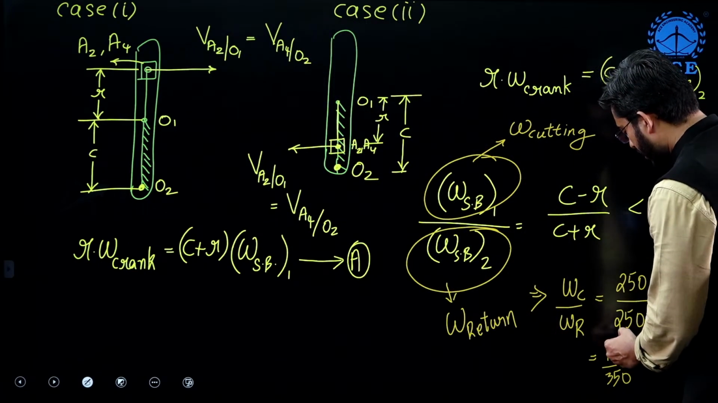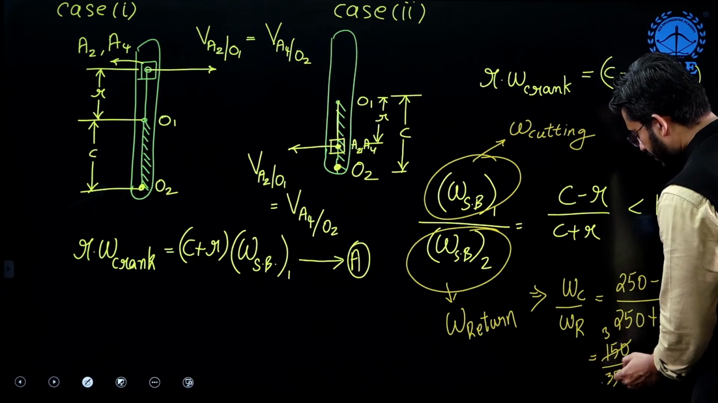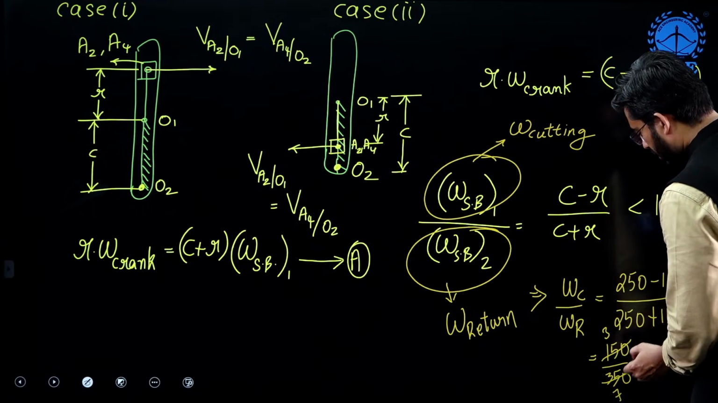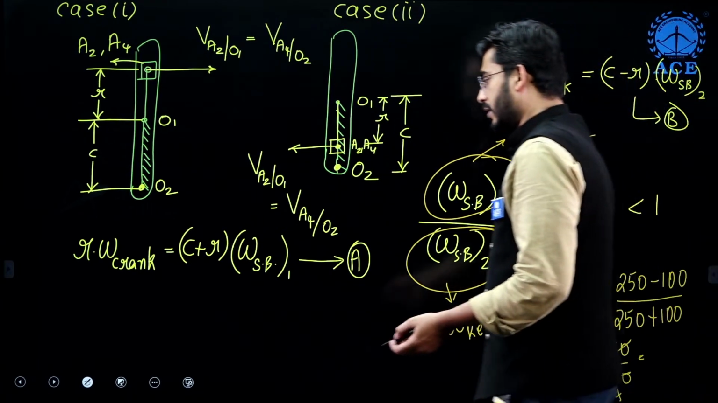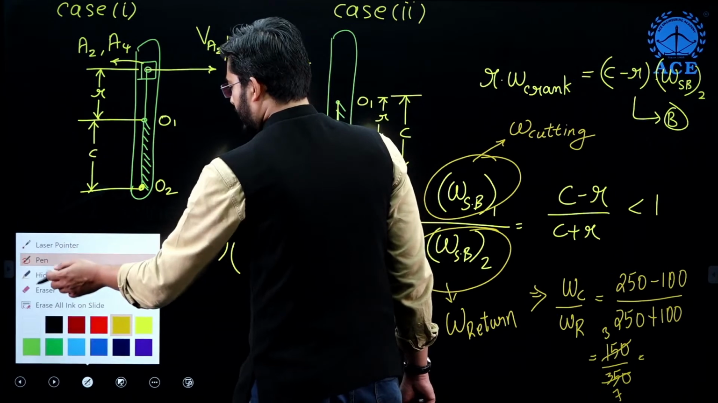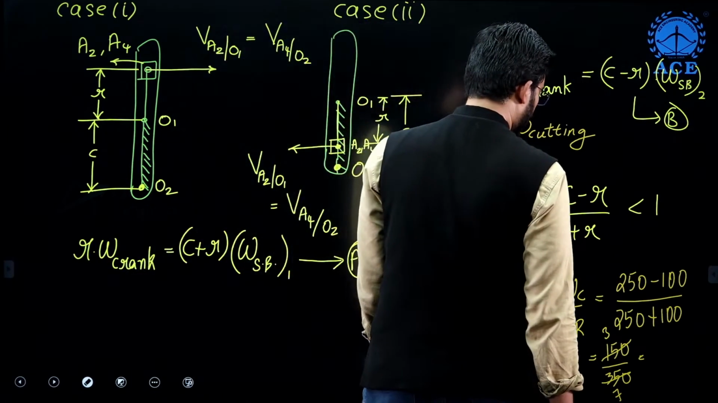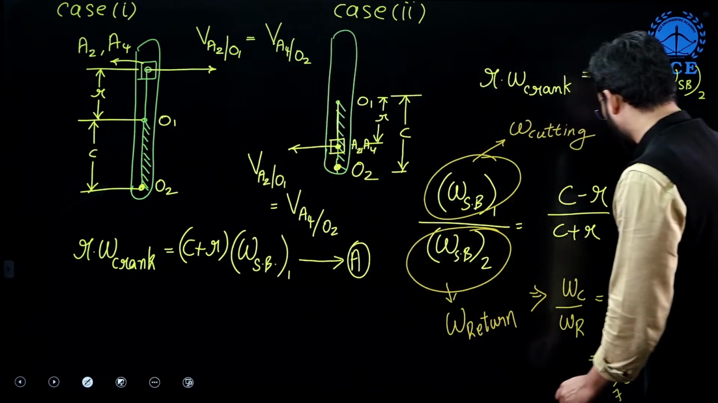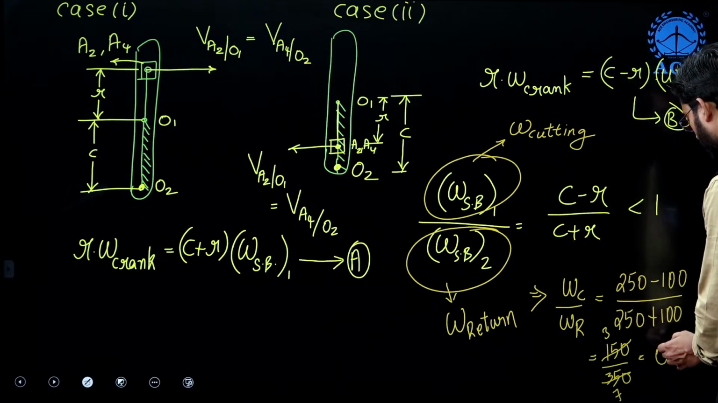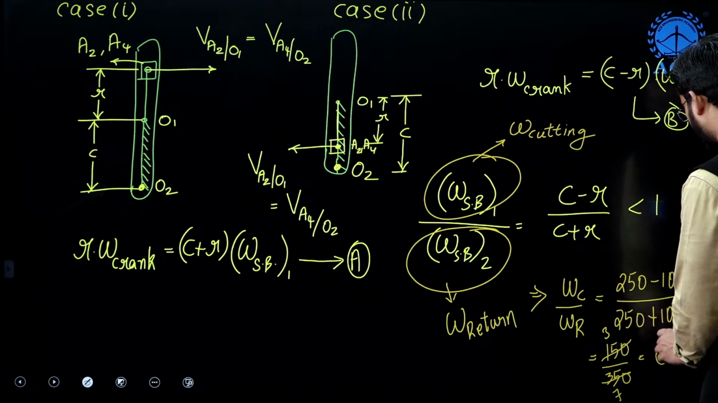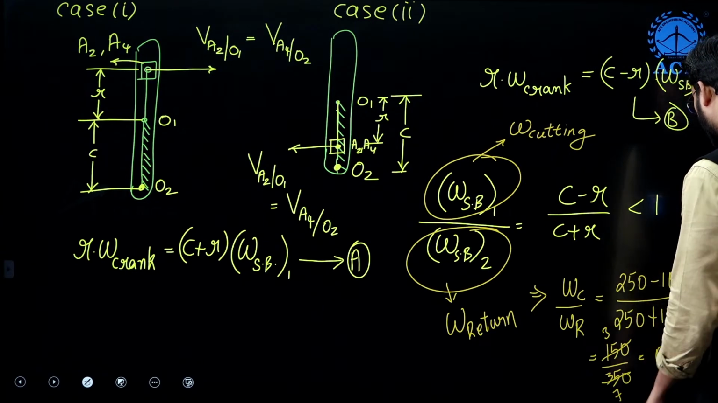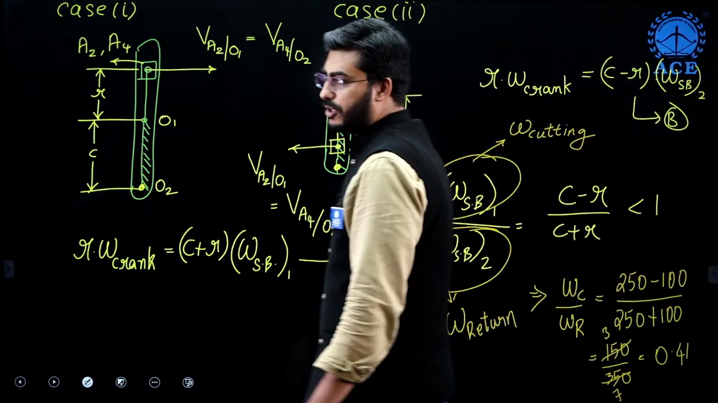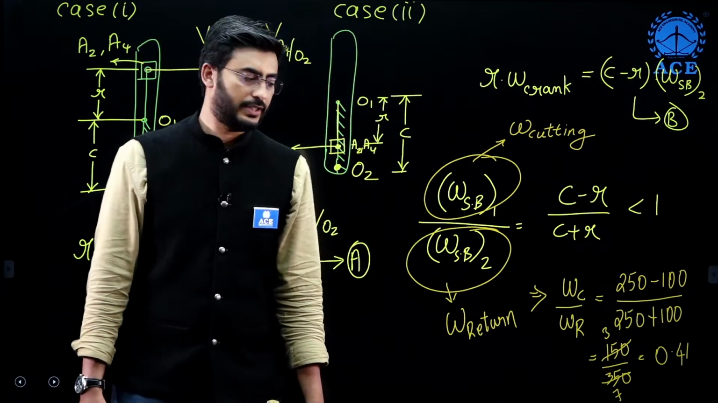Seven fours are 28, which means this is 0.42 or 0.45, or 0.46, something approximately. We get the ratio as approximately 0.41. So this is the ratio of the velocities.